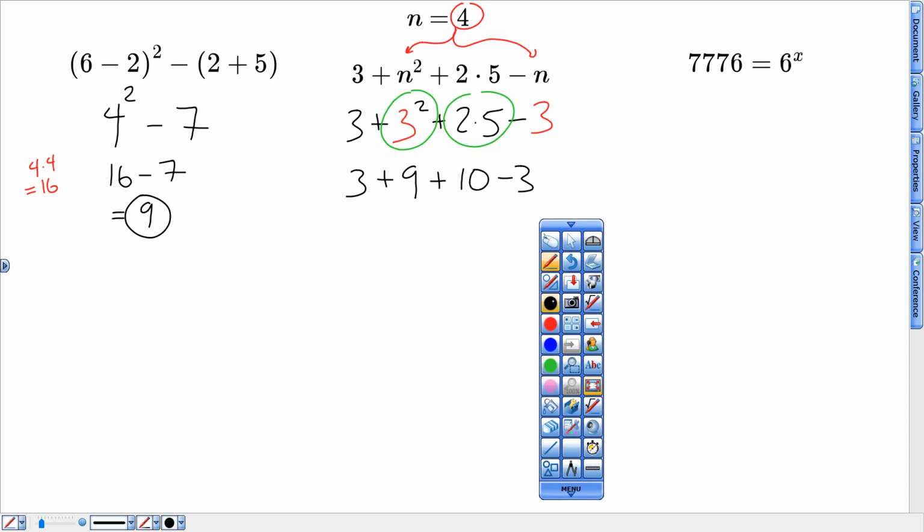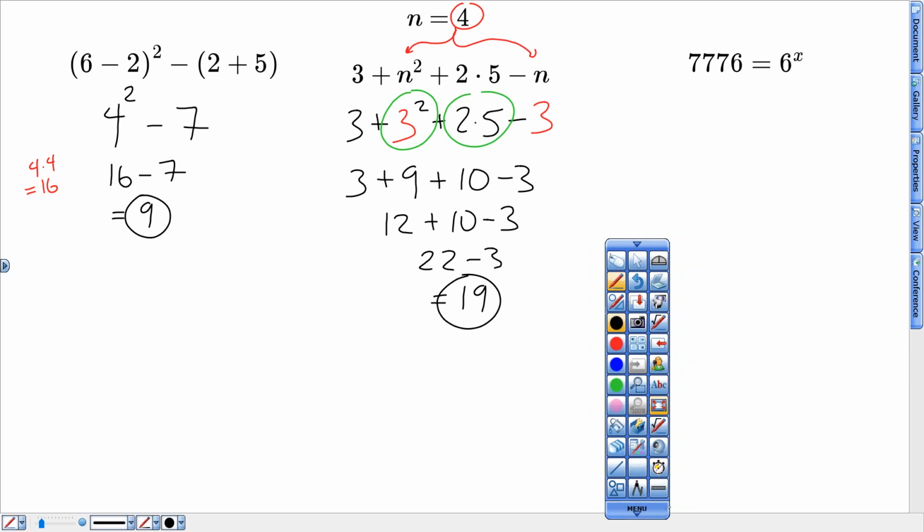3 plus 9 gives me 12. Bring down the 10. Bring down the minus and the 3. 12 plus 10 gives me 22. Minus 3 gives me that last 19. All right, last problem for the warm-up. This one, take that base number 6 and times it as many times to get this 7776. So here we go.